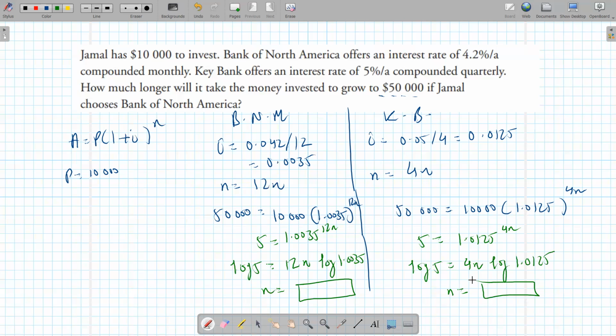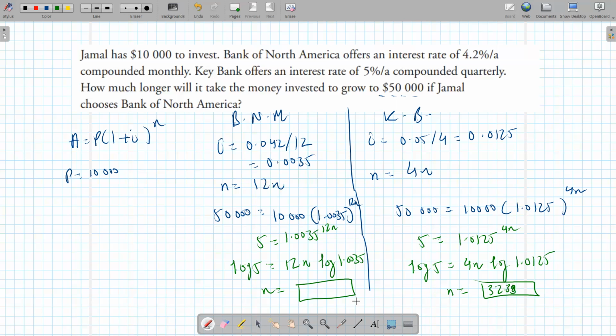129.558. That's the n? Or do we need to do something with that? You divide it by 4. Oh, you're doing the left one? Okay, log 5 divided by log of 1.0125, then divide that by 4. So you get 32.39, yeah?